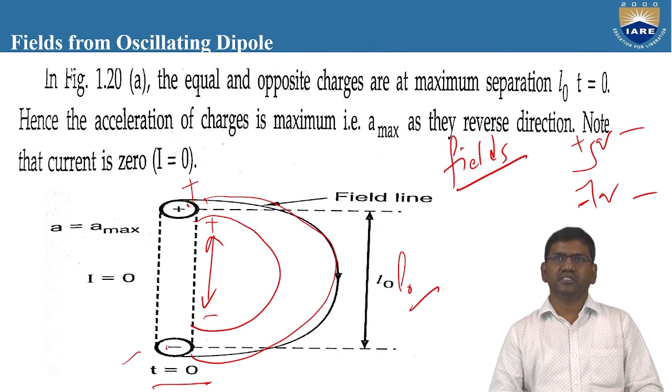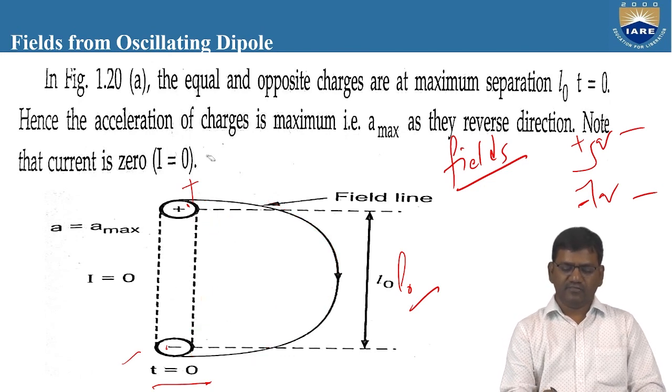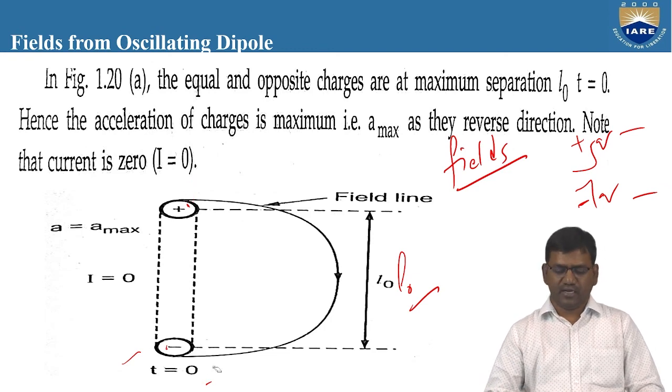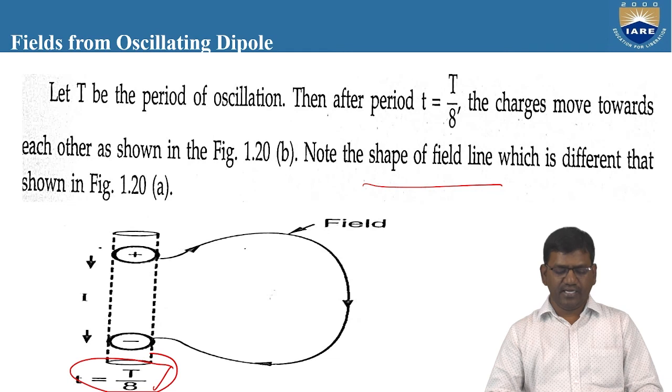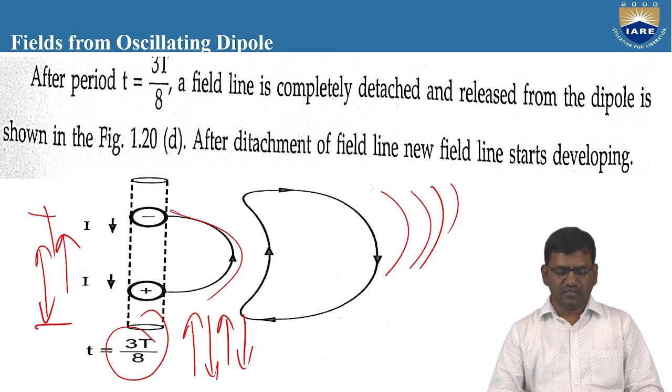Right? So at a time t is equal to 0, you can see here there is one complete field line here. The positive and negative charges separation is maximum. And after a time interval of t is equal to T/8, you can see here the pattern of the field line at time t is equal to T/8, and at time t is equal to T/4, the charges have crossed to the center of the conductor, and at time t is equal to 3T/8, one line is detached completely from the conductor.